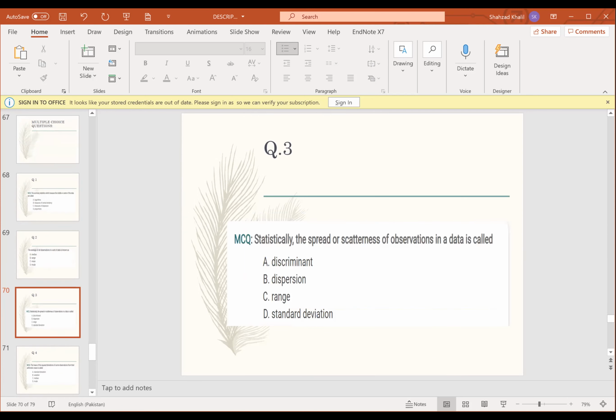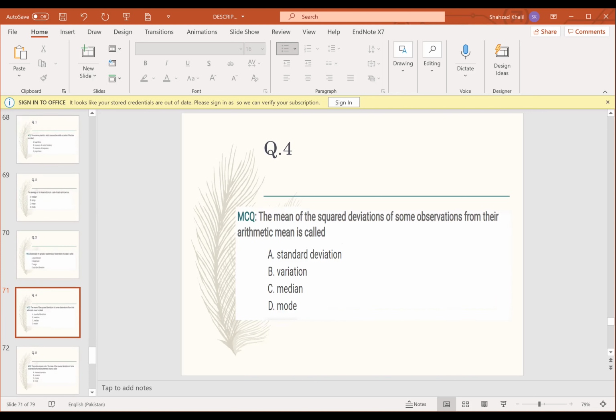Statistically, the spread or scatteredness of observations in data is called discriminant? Dispersion. No, it's not standard deviation, it's dispersion. We see how much the data is dispersed.